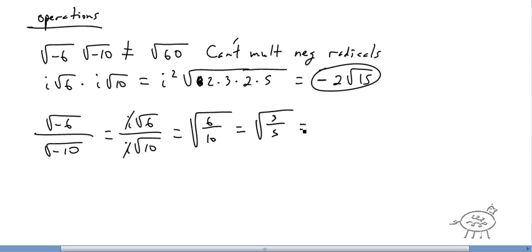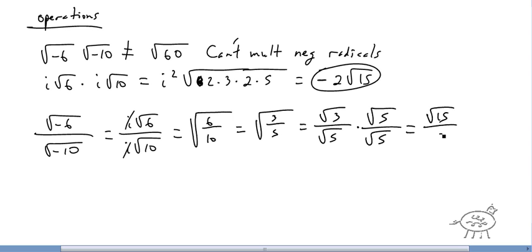3/5. So now I've got square root of 3 over square root of 5. So I can rationalize that. And I don't really care however you learned it. If you want to multiply square root of 10 over square root of 10, I'm just trying to show you, I think, the easier way to go about it. So we get square root of 15 over 5.